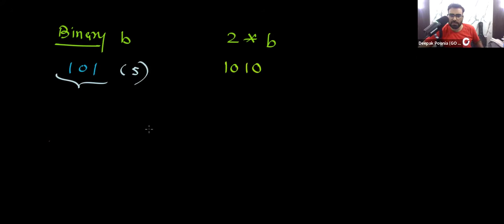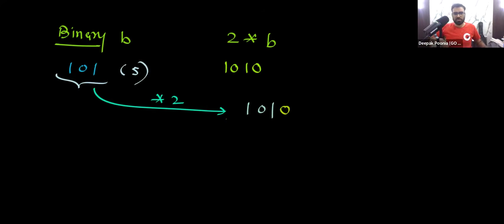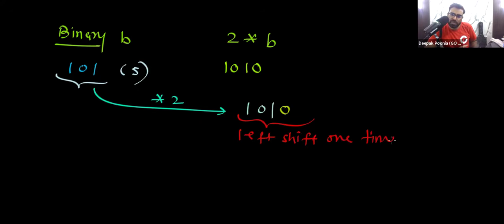Let me tell you an easy way. An easy way is very simple, that you can left shift this. If you want to multiply this with 2, then what you can do, this you can left shift. Just do the left shift, means 101 you shift to the left, and here you just put a 0. Is this clear? So remember what we have done, we have done left shift one time.